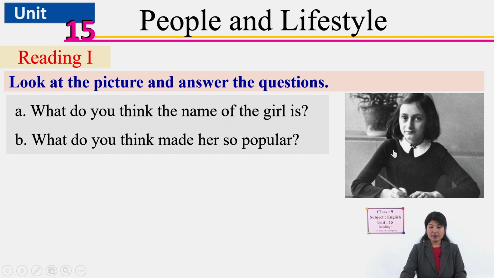Who is she? She is Anne Frank. And what made her so popular? She is so popular in the world. Yes, her diary. Her diary made her so popular in the world. Now we are going to read an extract of her diary, not the whole diary, in our class today. Now look here.